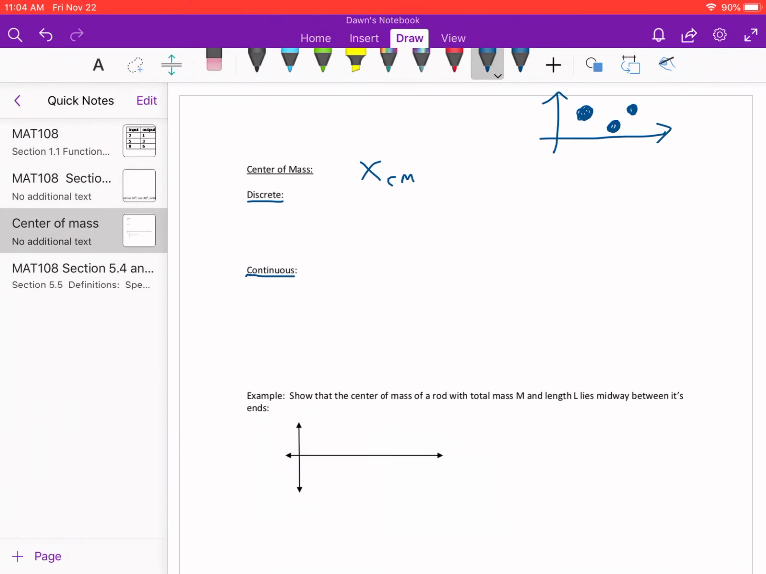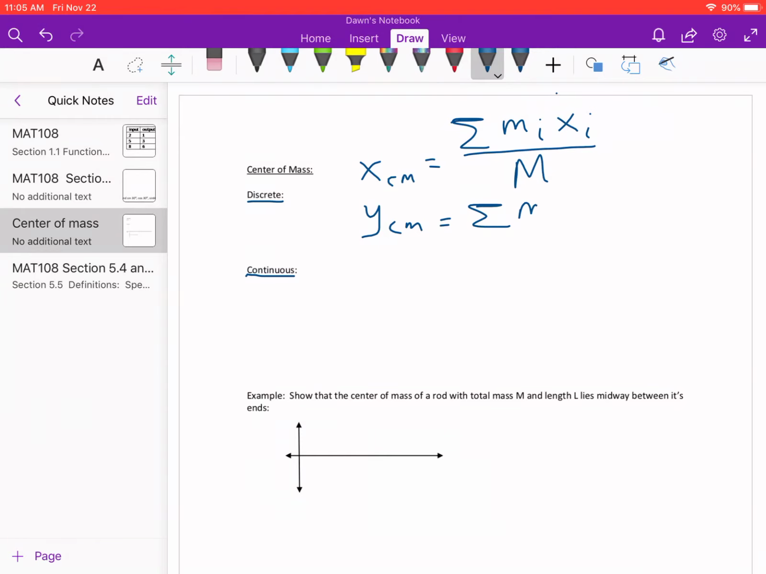So center of mass is equal to, and let me give myself a little space here. Okay. Center of mass is equal to the sum of each little mass times its position on the x-axis divided by the total mass. And the y center of mass looks very much the same. It is the sum of each little mass times its y position divided by the total mass, all added together.